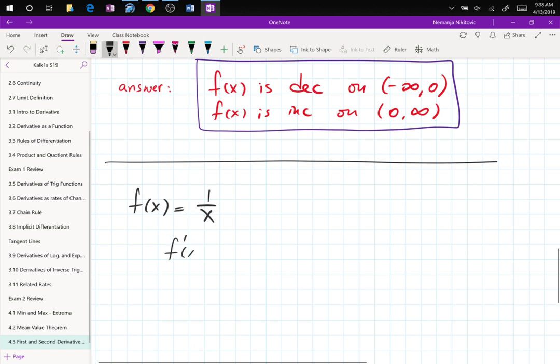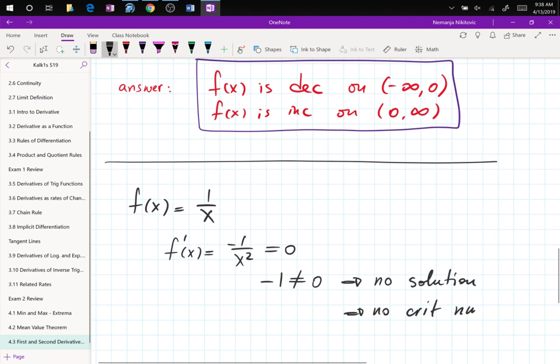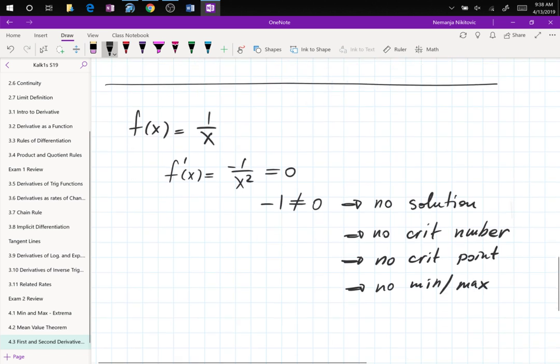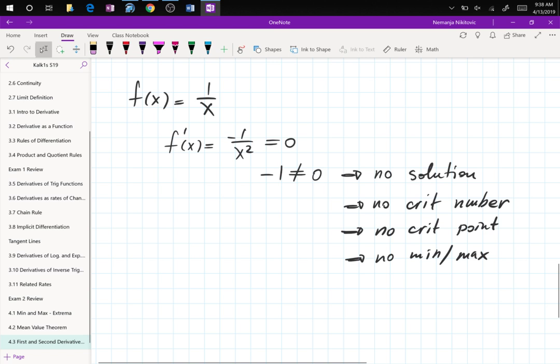Our first derivative is -1 over x squared. When you set this equal to 0 and you cross multiply, you get that -1 is equal to 0, and then you say, well, it's not equal to 0. So this means no solution, which means no critical number, which means no critical point, which immediately means no min-max.